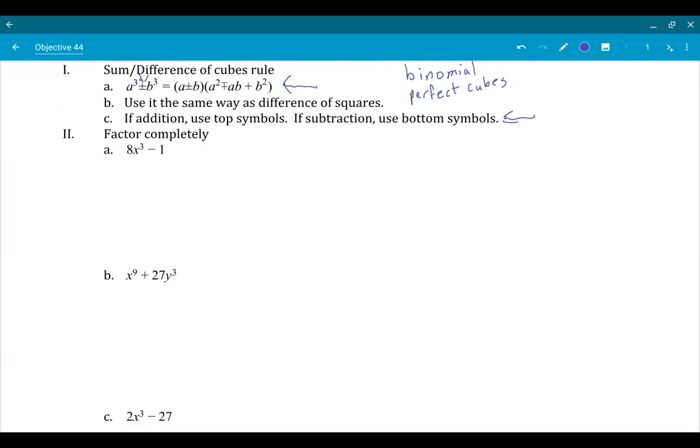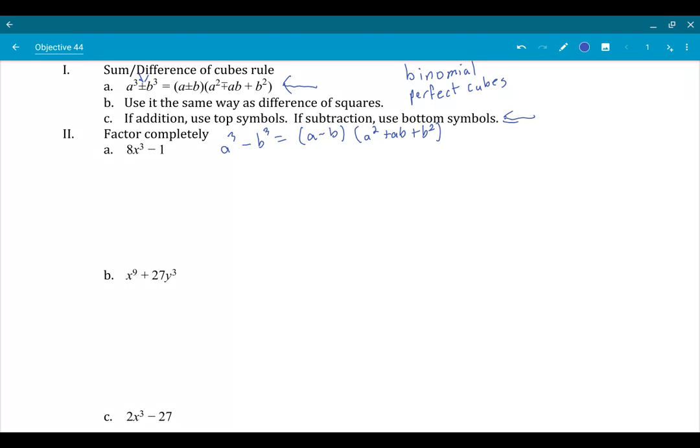For the first one, it meets both of our criteria. 8x cubed is a perfect cube, and 1 is a perfect cube, and it's a binomial. Because it's subtraction, we're going to use the bottom symbols. So what our rule says in the subtraction situation is if we have two perfect cubes, it factors into a minus b, a squared plus ab plus b squared. So that's the rule we're using for this problem.